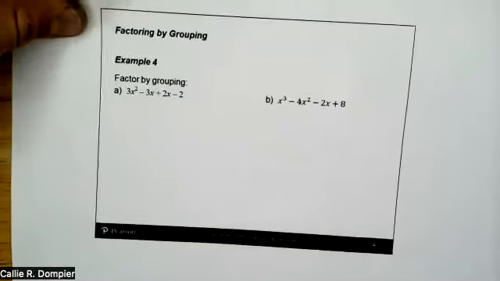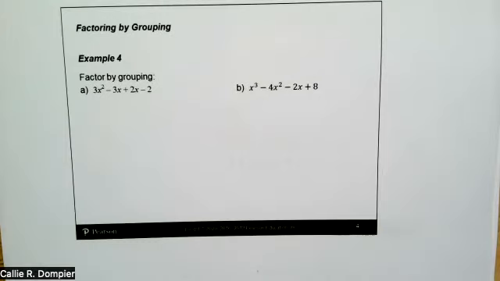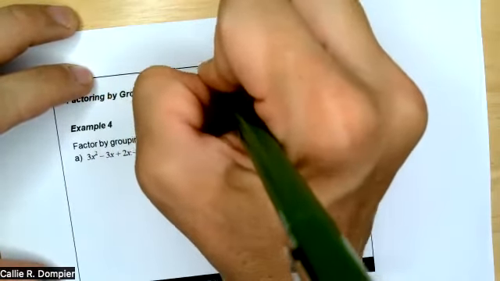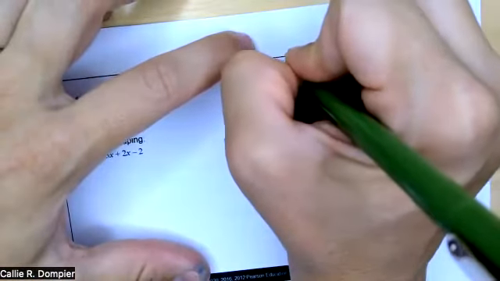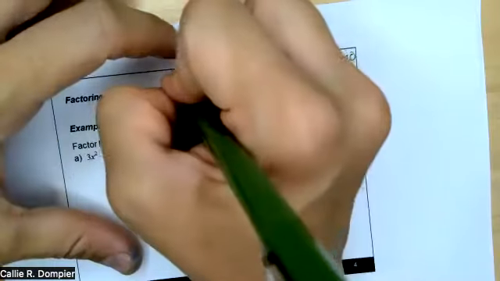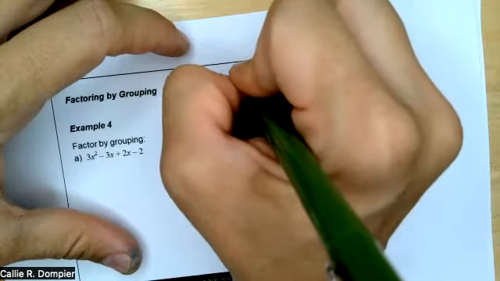Factoring by grouping. This seems more difficult or more random sometimes than it actually is. Factoring by grouping is what you do when you have 4 terms and no common factors, I should say.